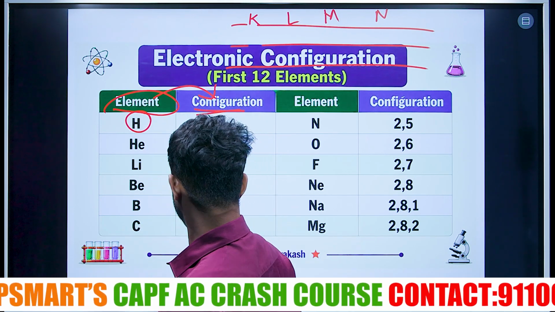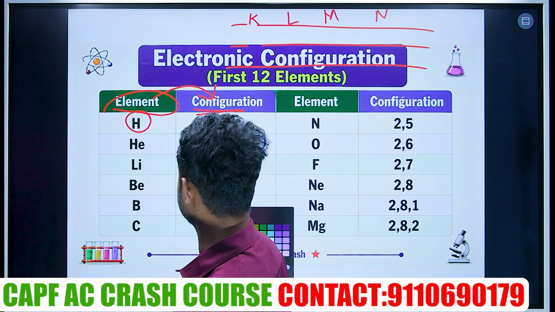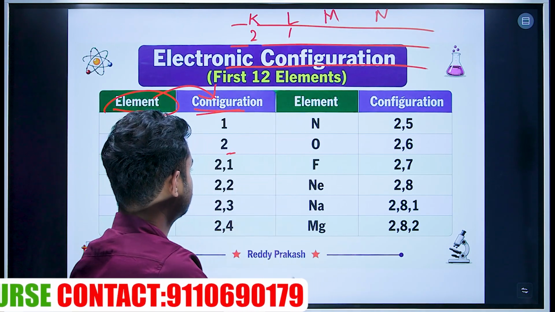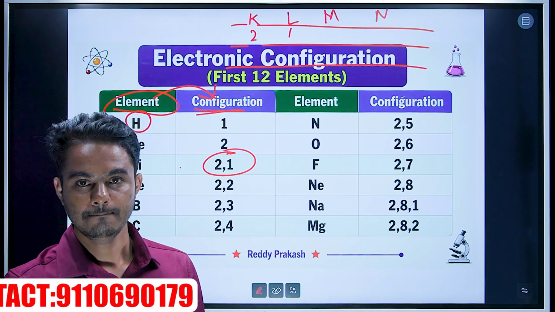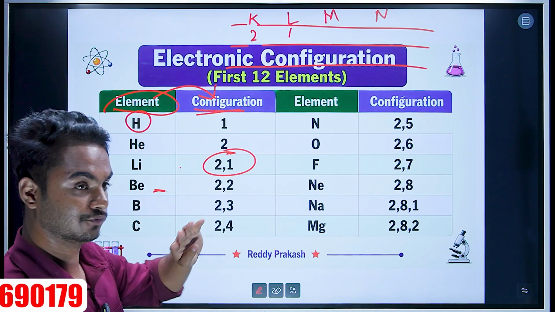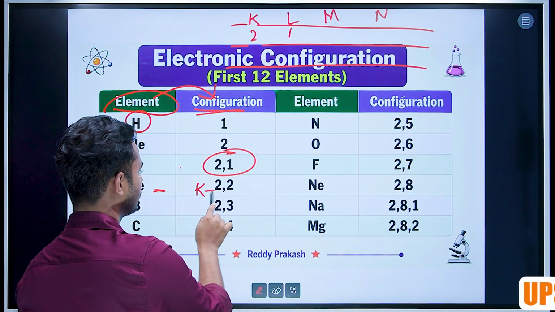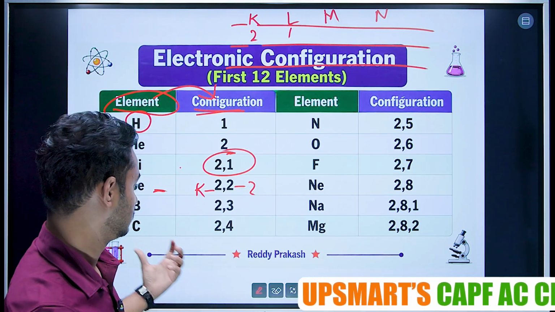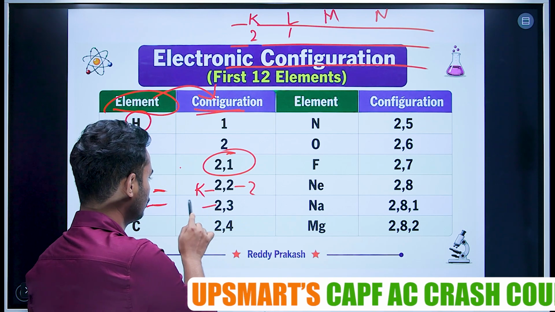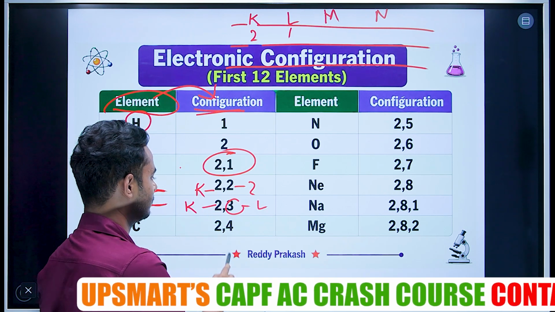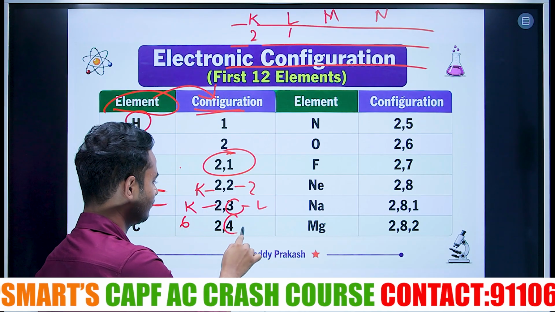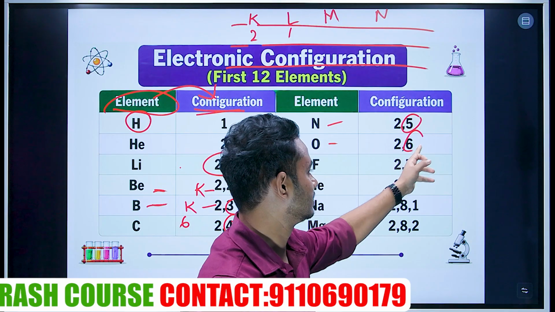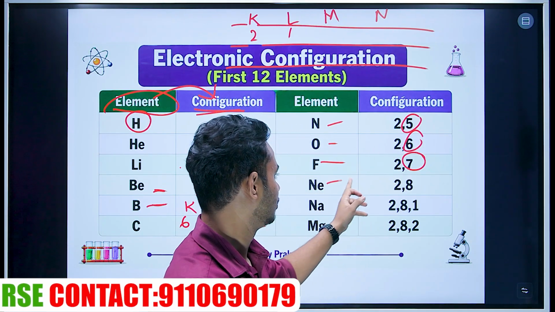Next is lithium. Lithium has 3 electrons: 2 will be in the K, 1 will be in the L. So it is 2, 1. Similarly, beryllium has 4 electrons: 2 in the K, 2 in the L. L can cater a maximum of 8 electrons. Next is boron, 2 in the K, 3 in the L. Carbon has 6 electrons, 4 in the L. Next, nitrogen 5, oxygen 6, fluorine 7, neon 8.